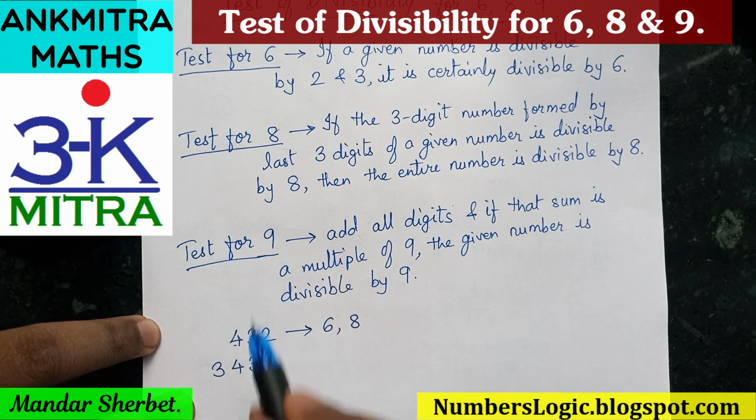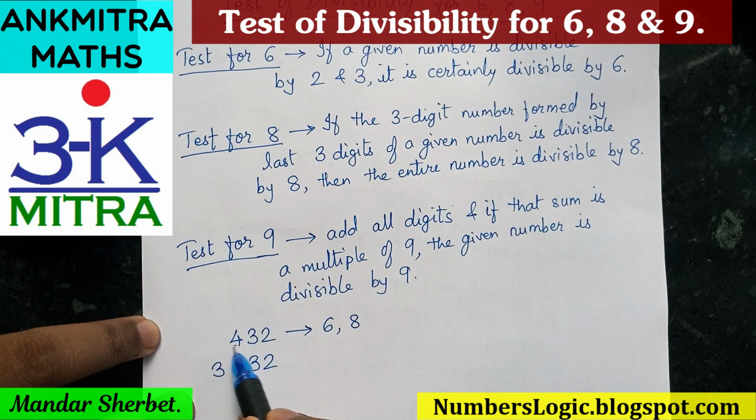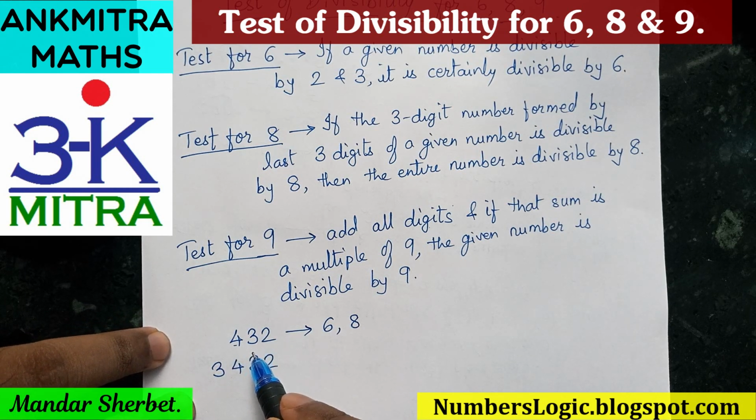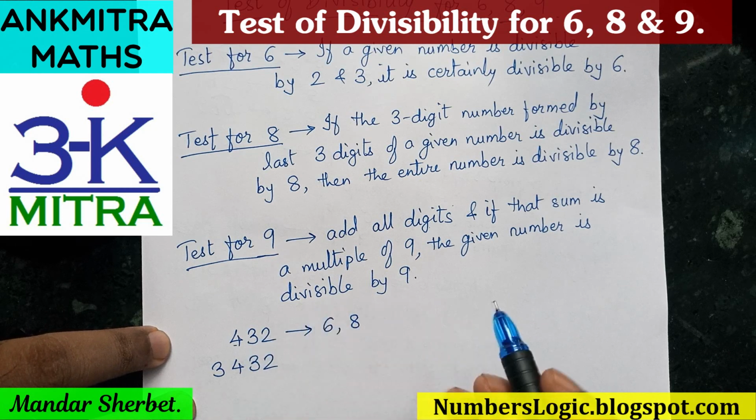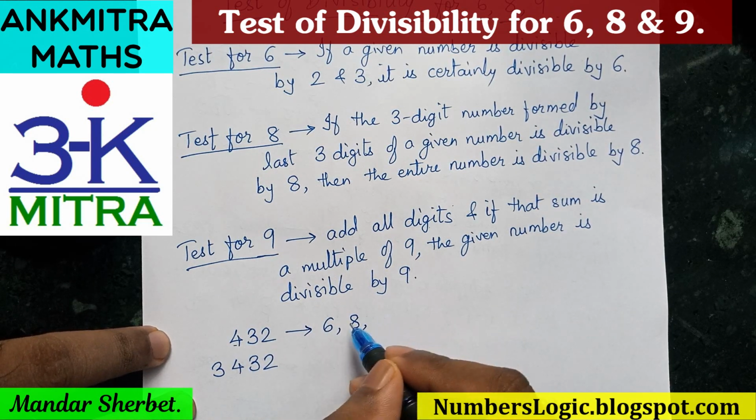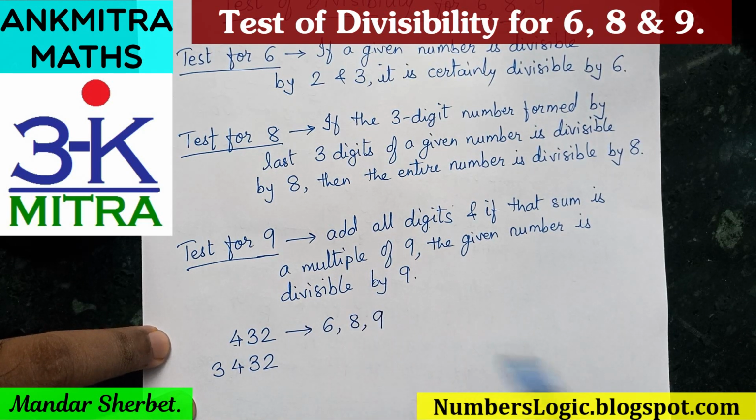Now let's test for 9. We have already seen that the addition of all 3 digits in the number 432 gives us a total of 9. So it is a multiple of 9, and 432 will certainly be divisible by 9 as well. So 432 is a number which is divisible by 6, 8 and 9.